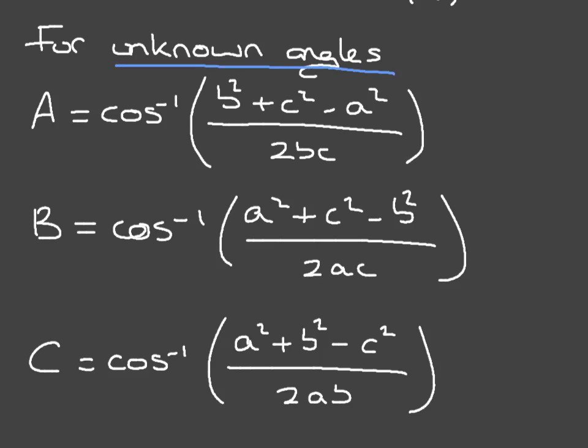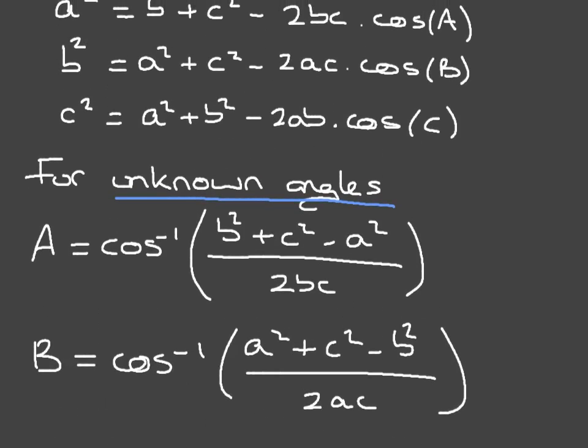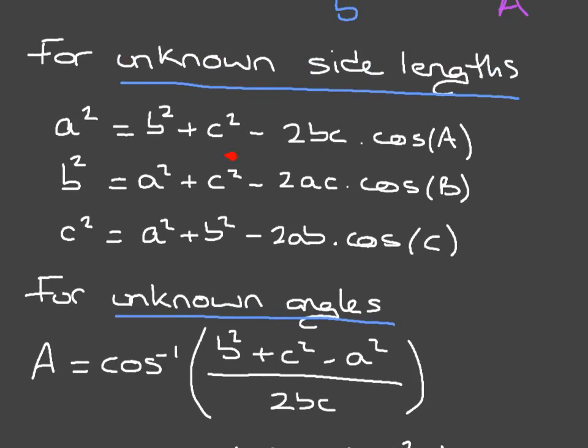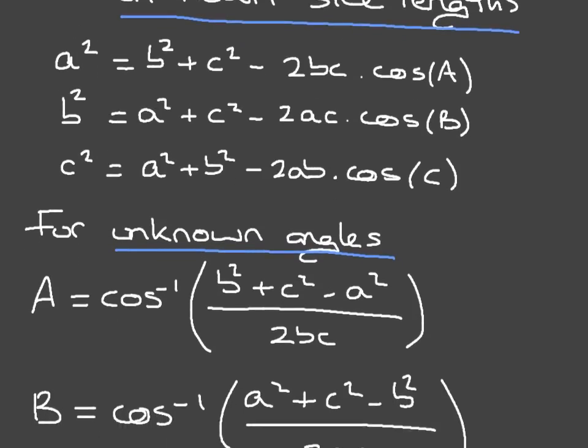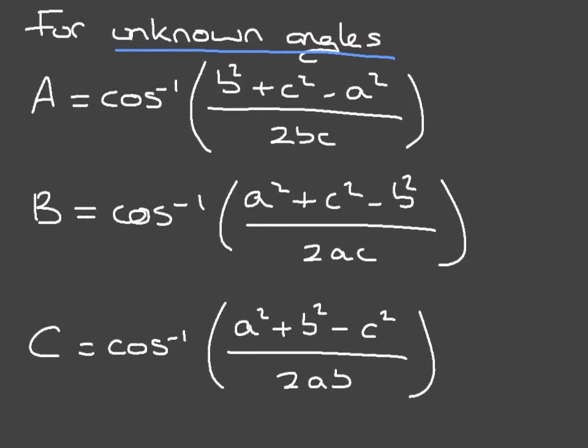For now, just make a note of these formula. In particular, make a note of the first one, meaning make a note of this. That's the formula for finding unknown angles. And make a note of this one: a squared equals b squared plus c squared minus 2bc cosine of A. These really are the two formula that we'll work with. Okay, so make a note of those and get ready for the next video in which we'll learn how to find unknown side lengths inside a triangle using the cosine rule.